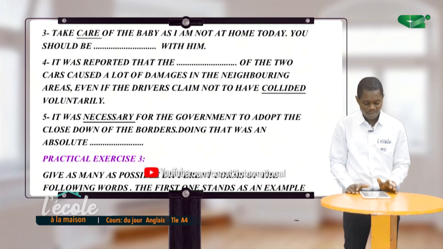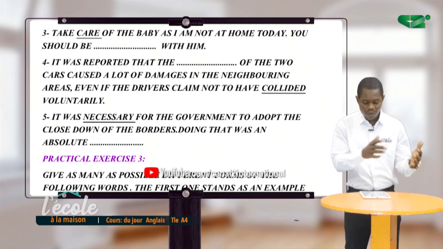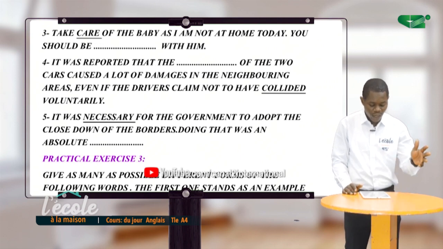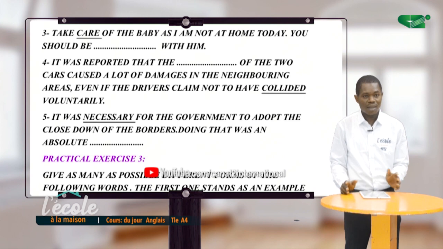Practical exercise 3. Give as many different forms as possible of the following words. The first one stands as an example for you. Words can change to nouns. That's the first class. You can change words to verbs. Second class. You can change those words to adjectives. That's the third class. You can change those words to adverbs. That's the fourth class. And you can change those words to gerund, which is the fifth.